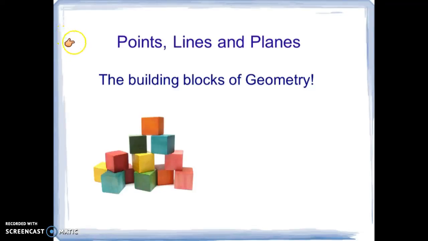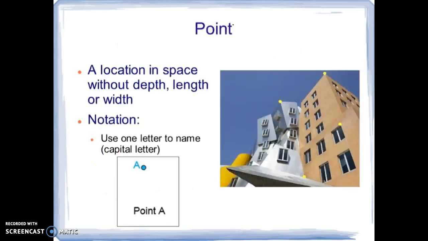This video will go over three basic terms used in geometry: points, lines, and planes, which are the building blocks of geometry. A point is a location in space without depth, length, or width. We use one capital letter to name a point. So in this example, we have point A. And just over here on this building, we show where some points would be located. Some examples of points.